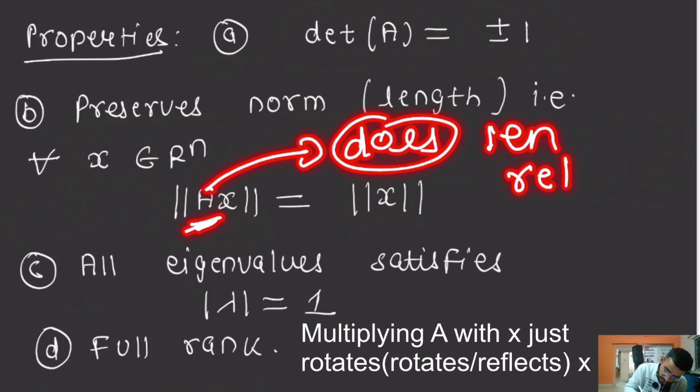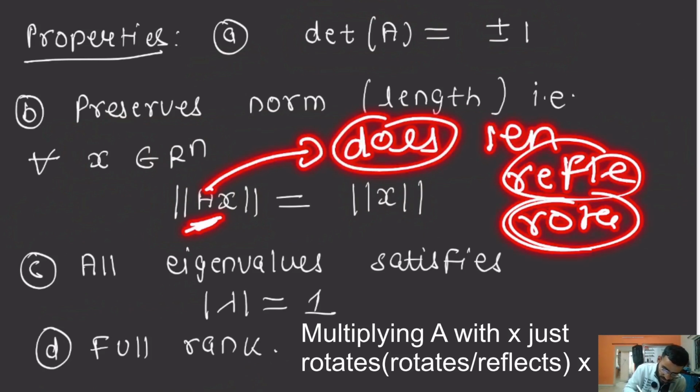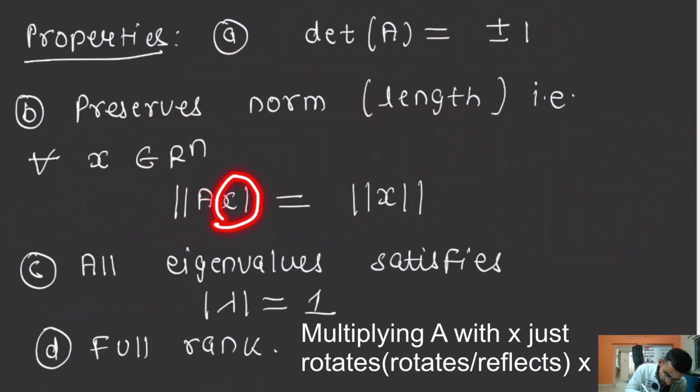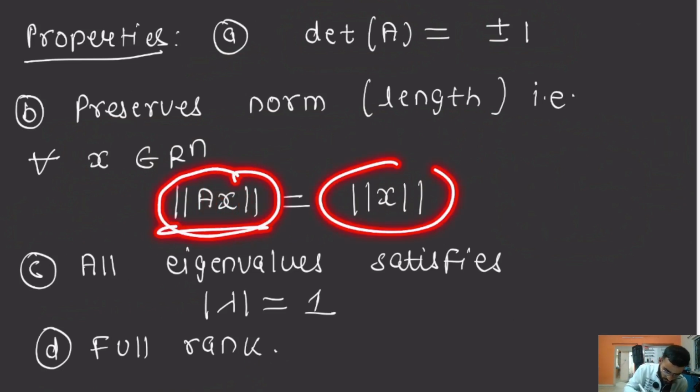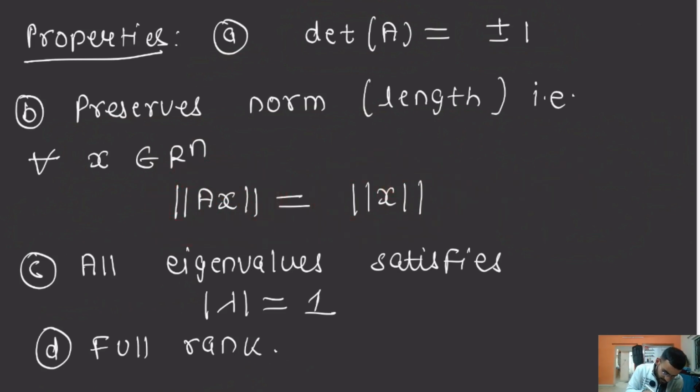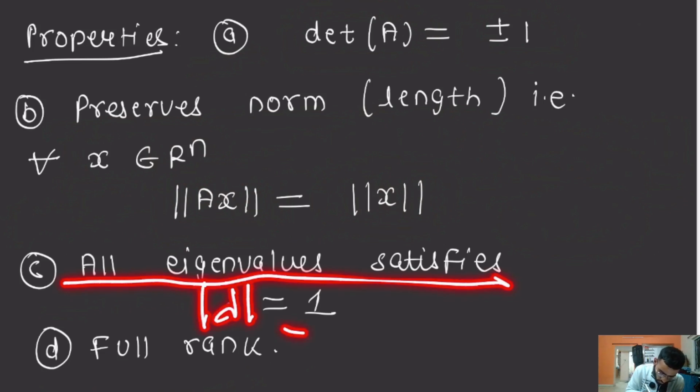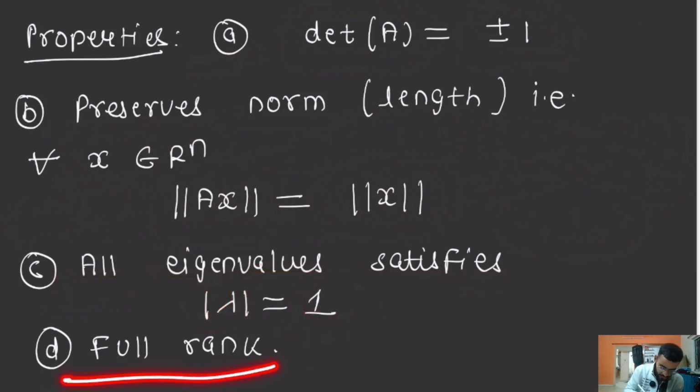It is just a reflection or rotation. We can see this matrix as a reflection or rotation. It is rotating the vector, or creating a reflection of it, and not changing the length of the vector. Also, all eigenvalues satisfy mod of lambda equal to 1, and it must be of full rank. These are the characteristics of an orthogonal matrix.